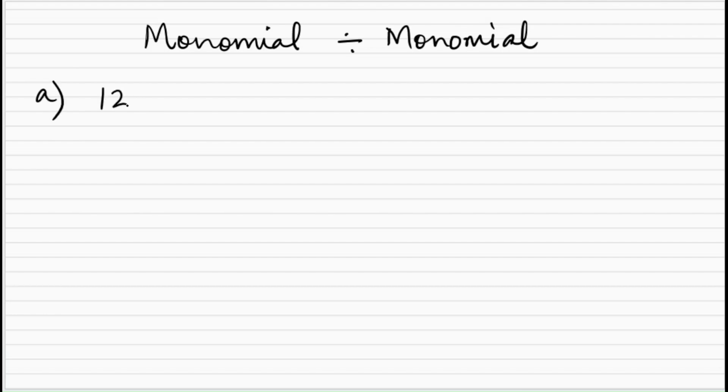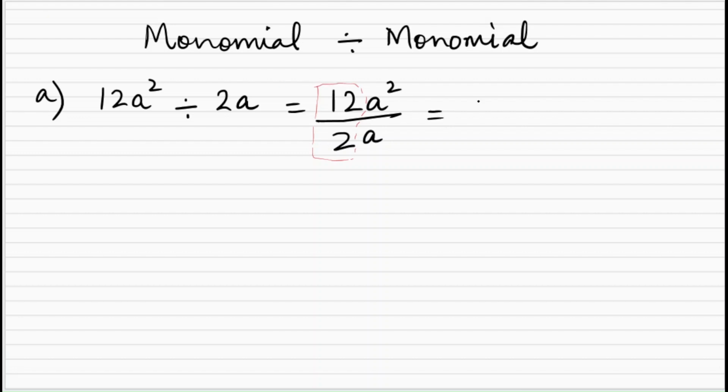If I have 12a square divided by 2a, what is 12 divided by 2? Let's solve this numerical part first. It's 6. Now, what will happen to this a square and a? What is the exponent of a in the denominator? Is it this one? Yes.